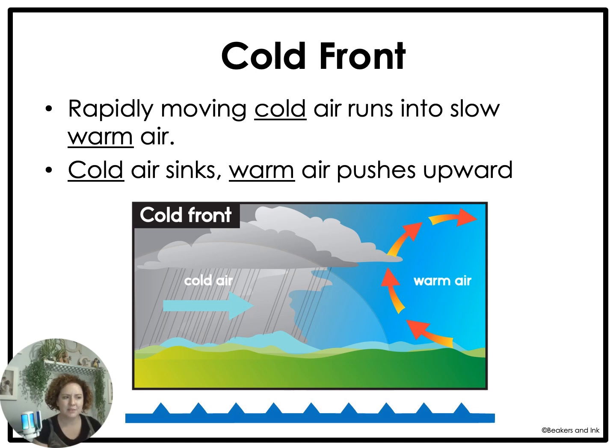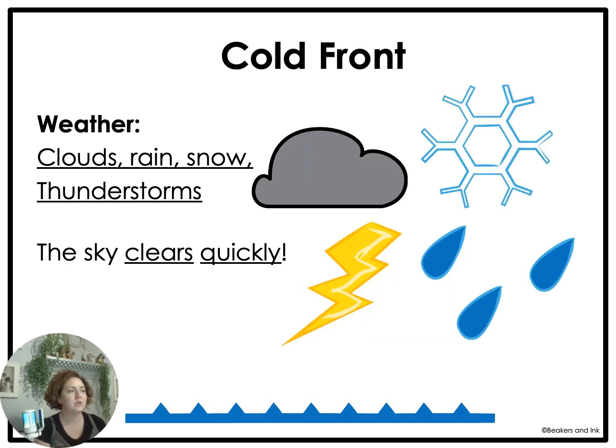But they tend to move through quickly. I think we're supposed to bounce back up by Wednesday. I don't know, we'll see. So cold fronts tend to bring clouds, rain, snow if it's cold enough, and thunderstorms. But the skies clear very, very quickly. Cool air tends to move just a little bit quicker because of how dense it is. It's easier to push it along.